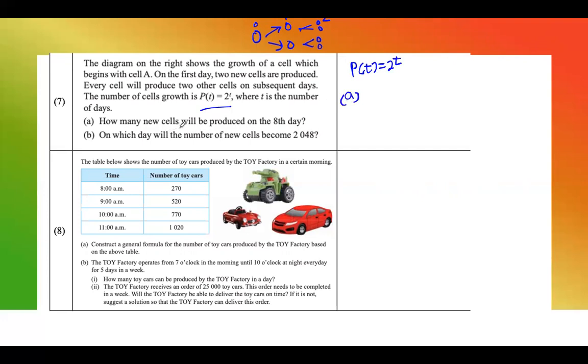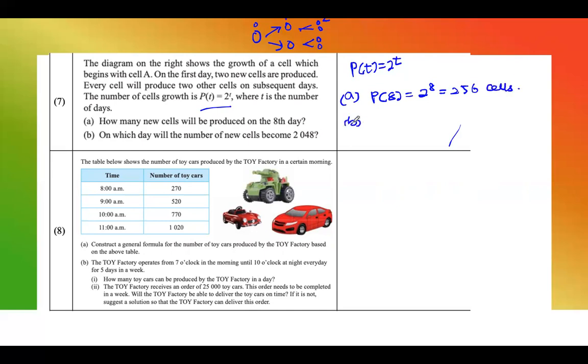So how many new cells do we produce on the 8th day? We use P8. So P8 is 2 to the power 8, which is 256 cells. 256 cells will be produced after 8 days.